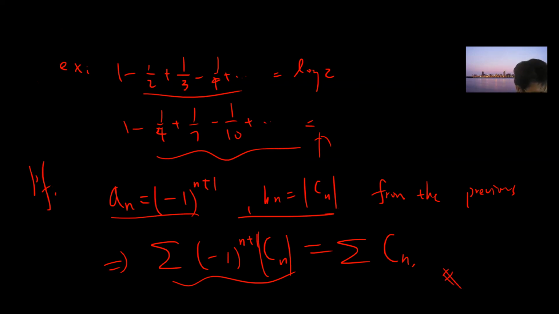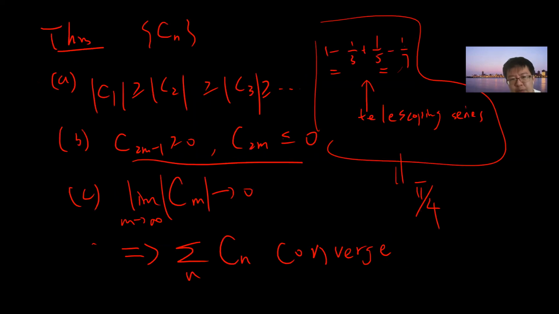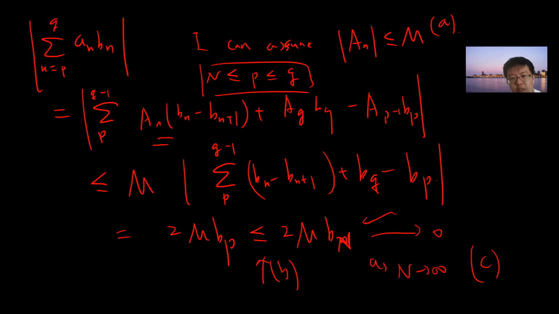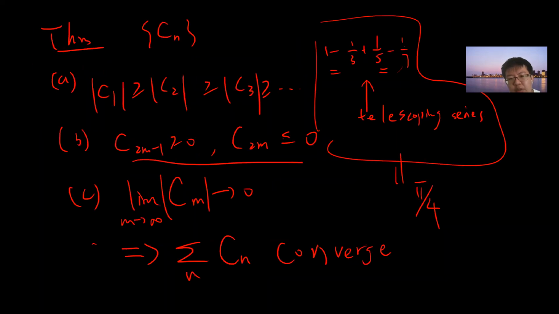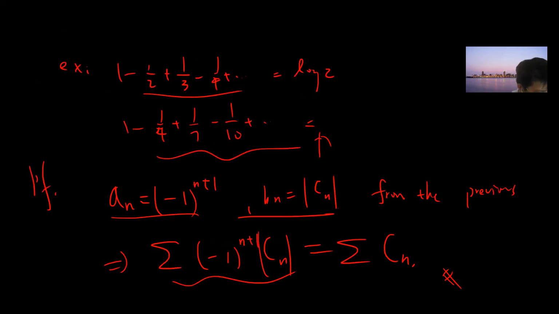Okay. So let's talk about the proof of alternating series. This is just the more elegant proof by first introducing summation by parts. Okay, so let's prove another theorem, which is a final theorem about summation by parts, not integration by parts.